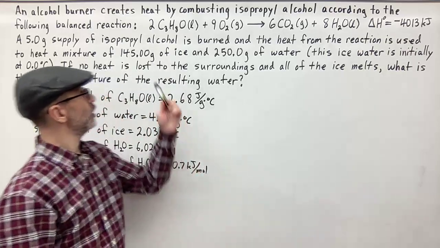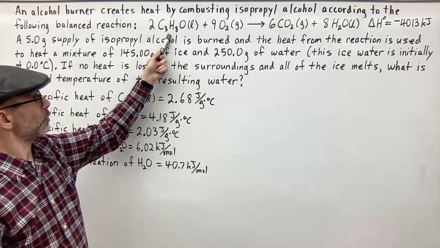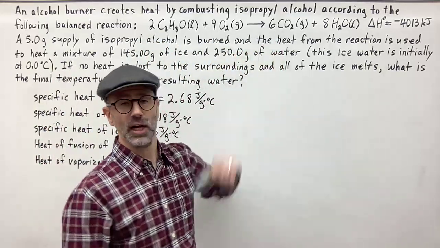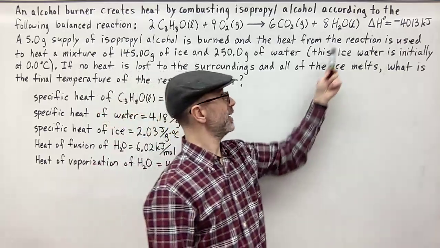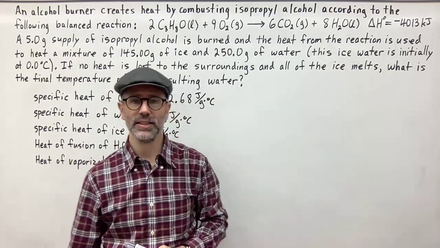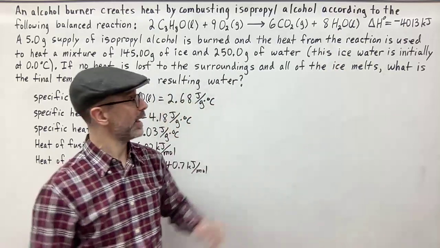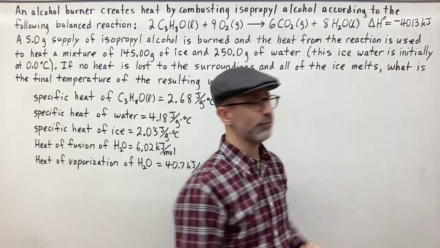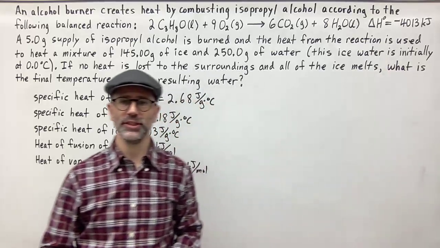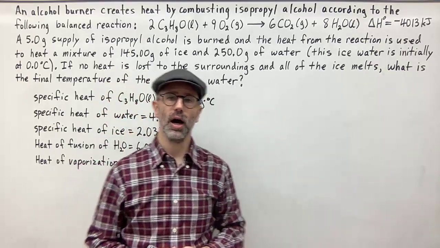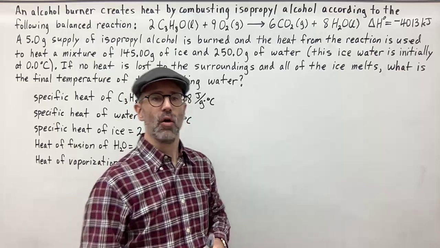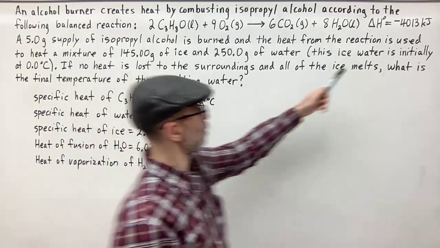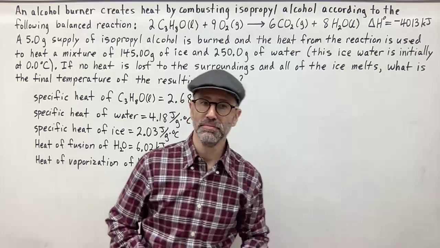So here I have 2 moles of the isopropyl alcohol reacting with 9 moles of oxygen gas to form 6 moles of carbon dioxide gas and 8 moles of water. And here the heat of combustion, the enthalpy of combustion, is negative 4,013 kilojoules per mole, or per 2 moles or whatever it is. So it's per mole here, even though it's not written.